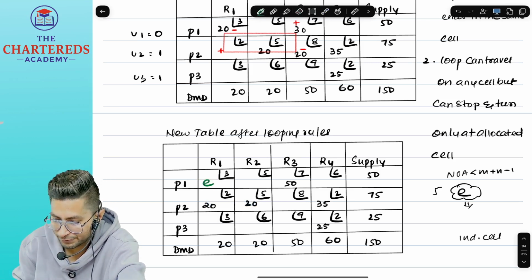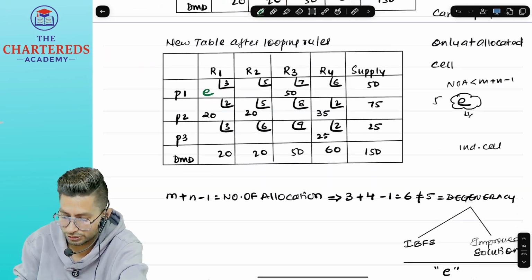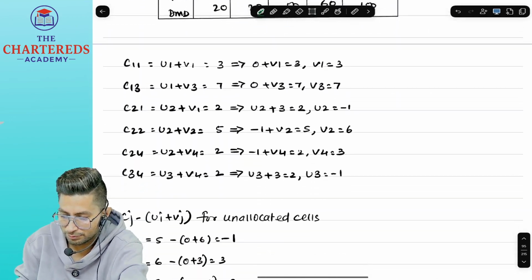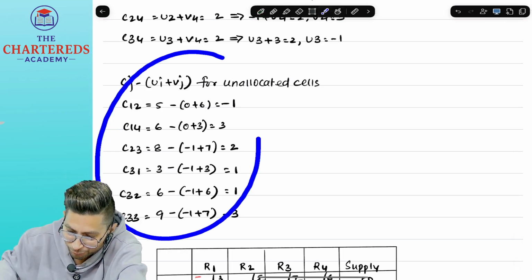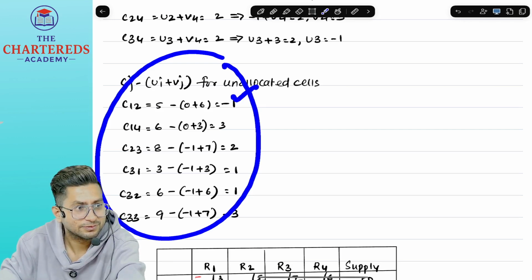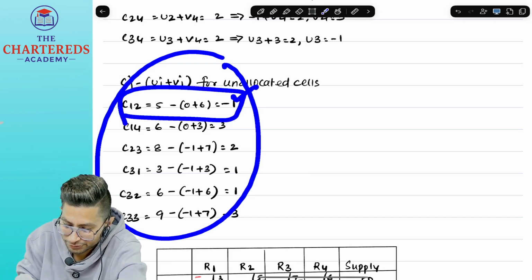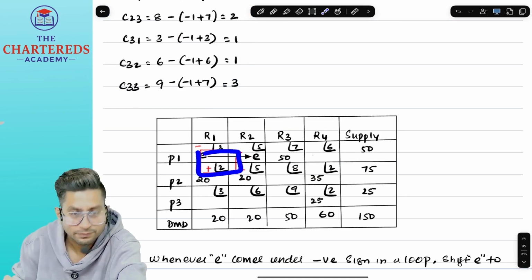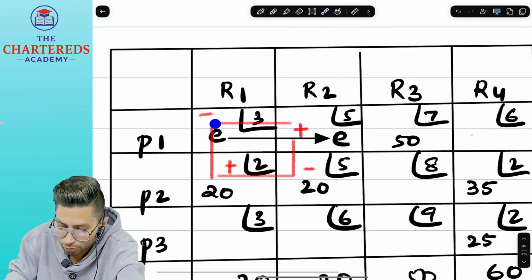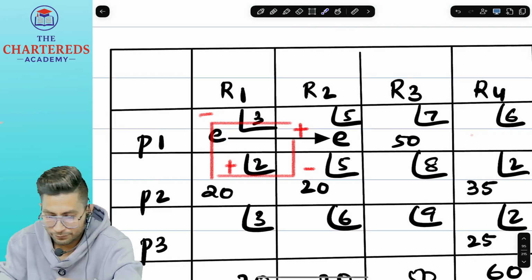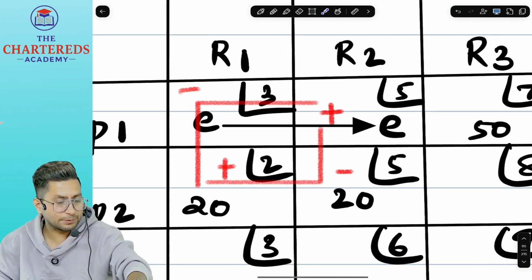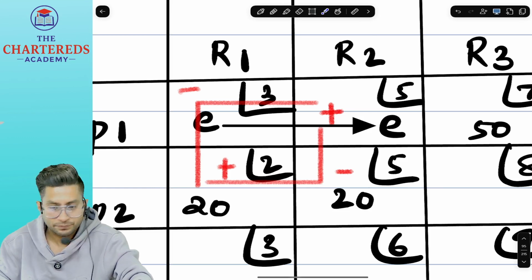After creating an epsilon, immediately I will go for what? MODI approach. Again, MODI approach. After that, again I got what? Negative number. Again, what you have to do? From this cell, you have to create a loop. Now remember, the epsilon is coming in which cell? See here, the loop is coming up. Now epsilon is coming in which cell?